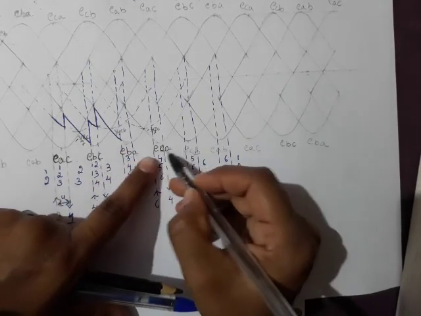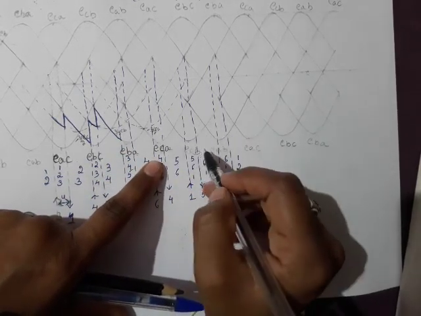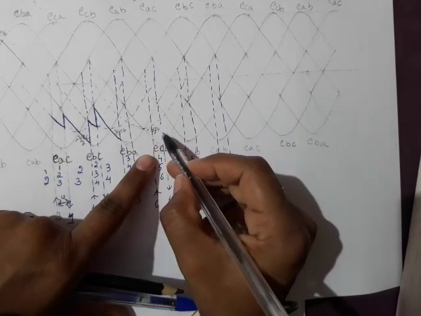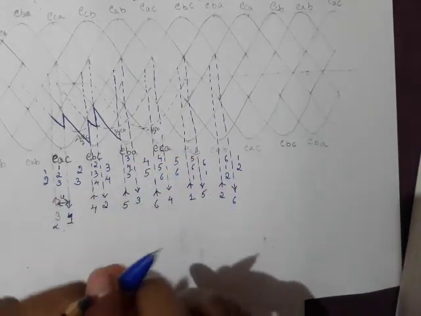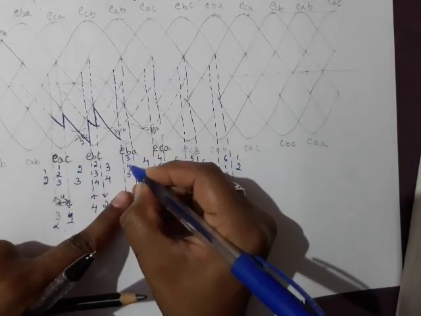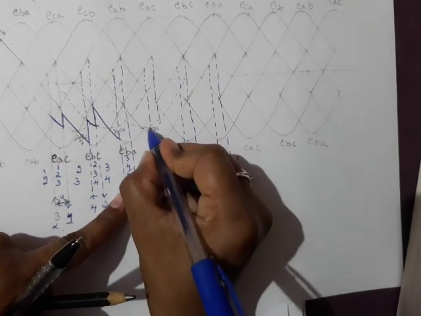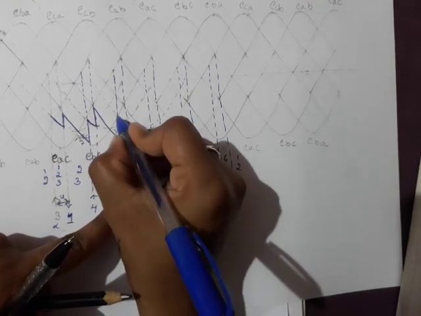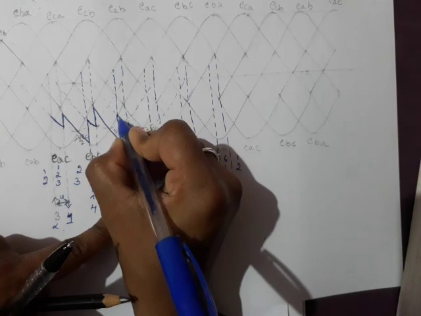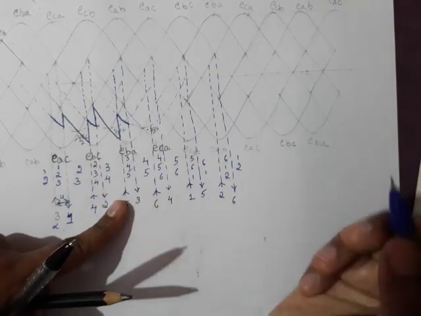EB minus EA, EC minus EA. So EA is minus, right? So minus 3 by 2 times of EA. Then between these 2 points, when 3, 4, 5 is conducting, it has to follow this voltage. So it will drop and it will follow the phase voltage.